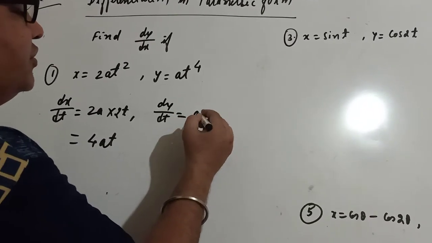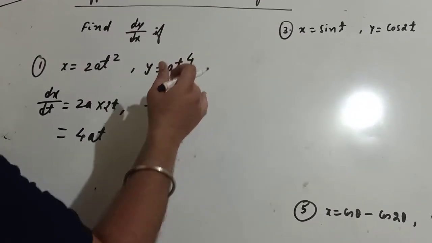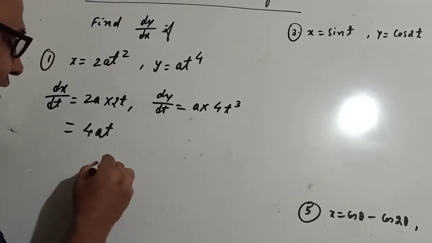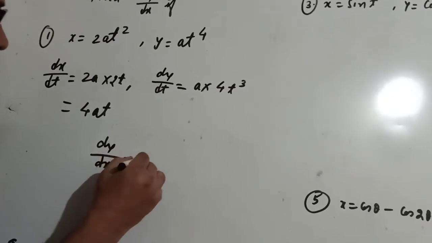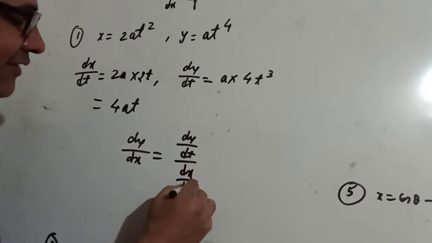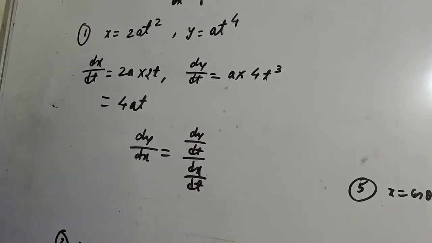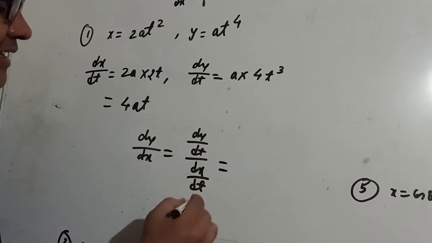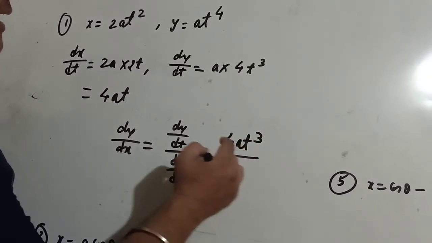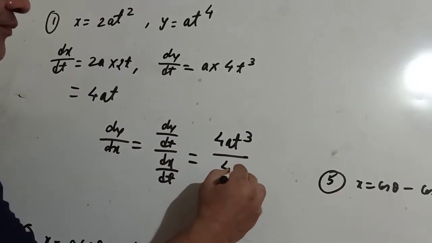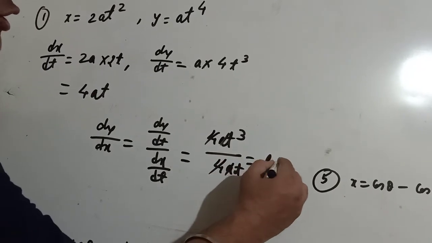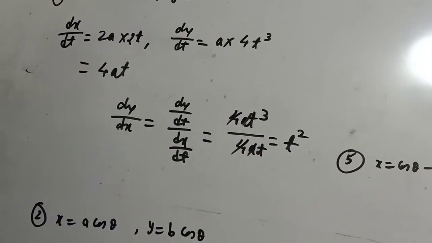For a constant, differentiation is like d by dx of x power 4 is 4x power 3. Similarly here, 4t power 3. Our main aim is to find dy by dx. So what we can do is divide numerator and denominator both by dt. So what is the value of dy by dt? It is 4at cube. And dx by dt is 4at. The 4 cancels, t cube upon t is t square, which is the answer. This is dy by dx.